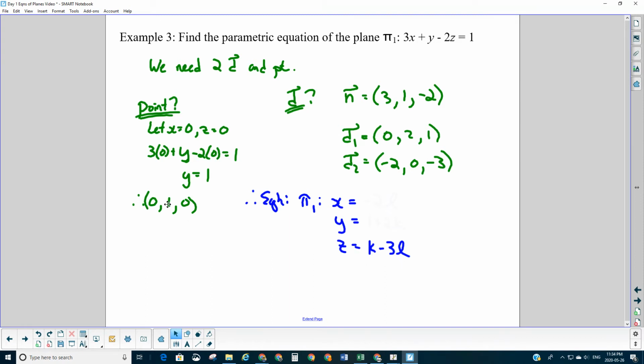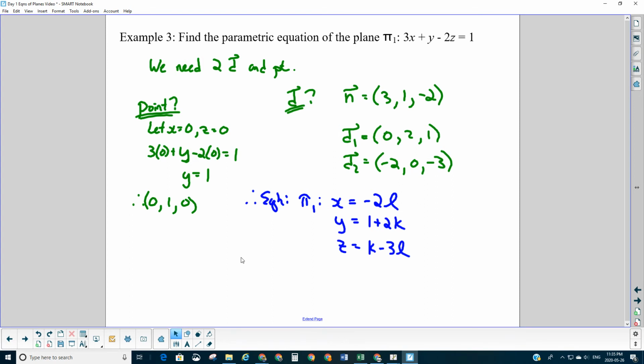What about y? 1 plus 2k plus 0l. So 1 plus 2k. I'm not going to write the 0l. And then what about the x? The x comes from here. It's 0 plus 0k, so there isn't a k, minus 2l. So 0 plus 0k and minus 2l is just plain old minus 2l. And that is the parametric equation of this same plane right there.